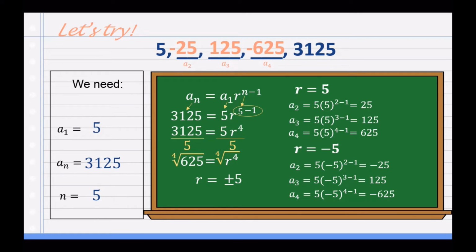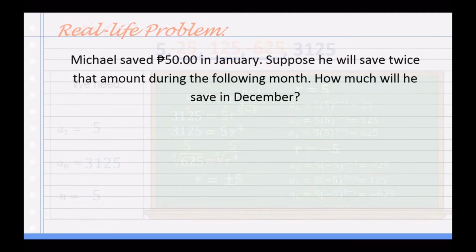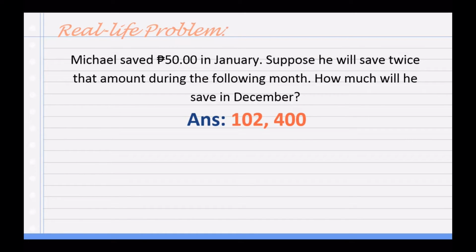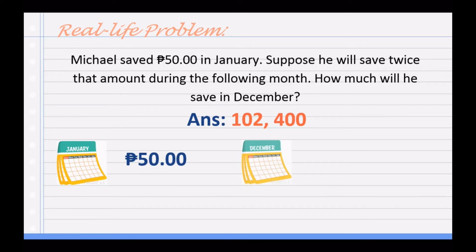Okay, we have already learned how to find the geometric means of a given geometric sequence. Now let's try to apply that by getting the geometric means of our previous real-life problem. We already know that the answer of this is 102,400. So in January, Michael saved 50 pesos. And in December, Michael will have 102,400 pesos.